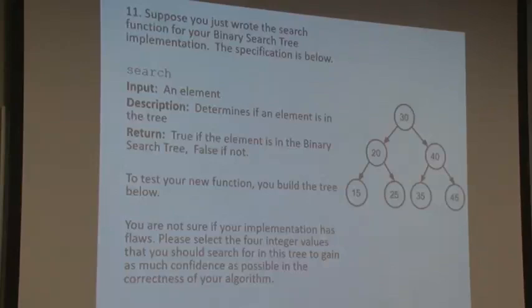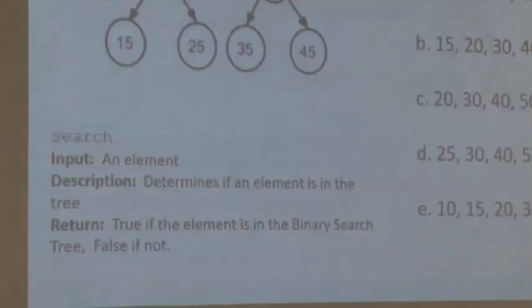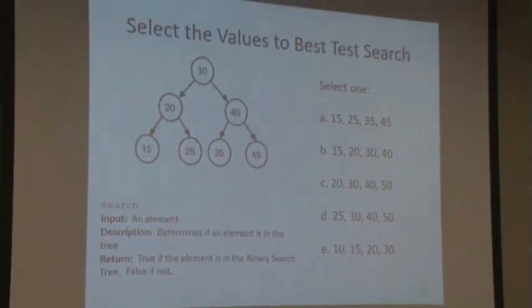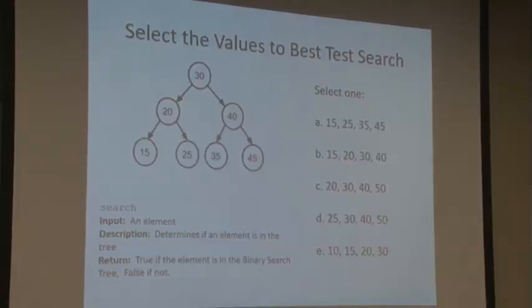So if I say, is 40 in this tree, you're going to return true. If I say, is 12 in this tree, you're going to return false, right? So you're not sure if your implementation works or not. Please select 4 integer values that you search for in this tree to gain as much confidence as possible that your search is correct. Okay, so now I'm going to give you guys a couple minutes to stare at this. If anyone thinks they know the answer, tell me.